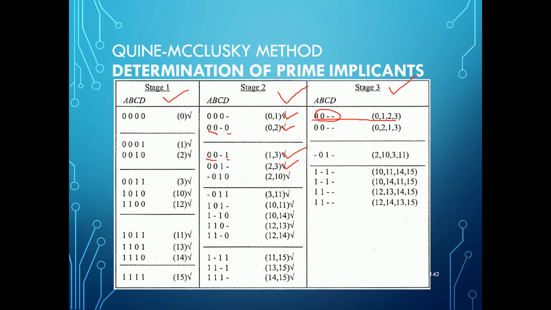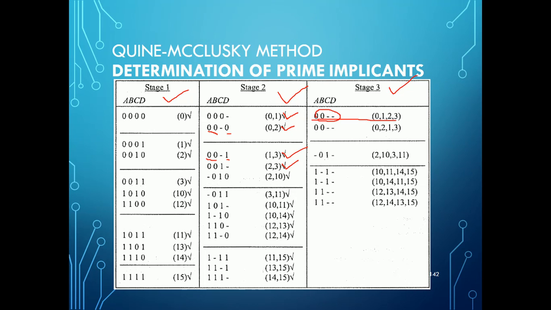0 2 can be combined with 2 3? Not possible. 0 2 can be combined with 2 10? Not possible. So try to see that, not possible, so leave that step. Now the next term you have to check is 1 3. Can 1 3 be combined with the other terms? Not possible, so leave it.